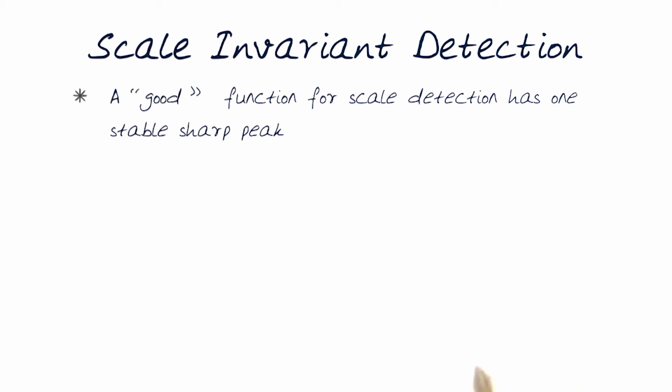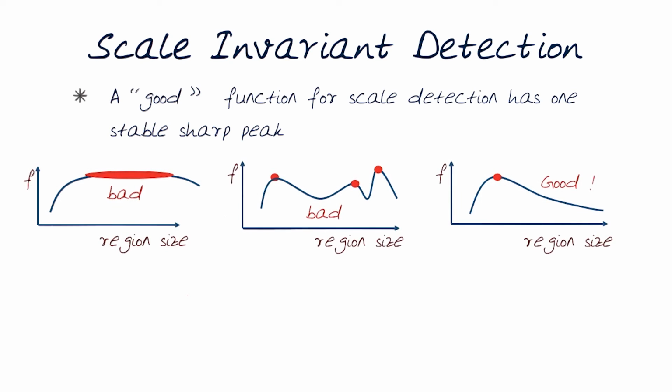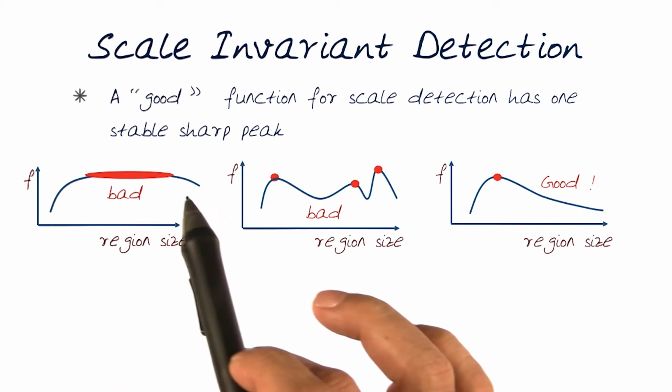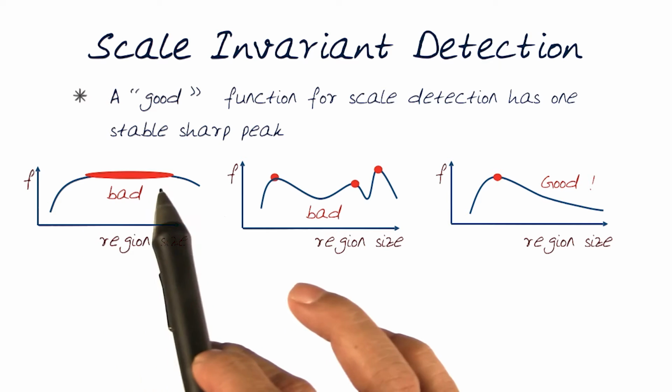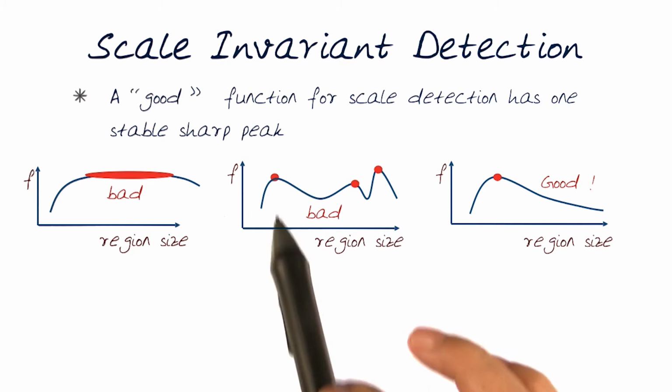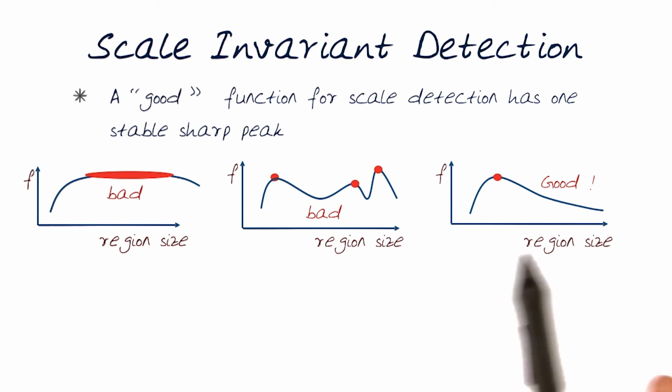A couple of other things, looking at the previous example that I just showed you, that we should make concrete. A good function for scale detection has one stable sharp peak. So for example, again, the same function that we looked at, f, if I was to trace this out, this is not a peak here. This would be problematic. Here it has multiple peaks, which would be problematic because I wouldn't know which scale to choose. This is the kind of behavior we want.